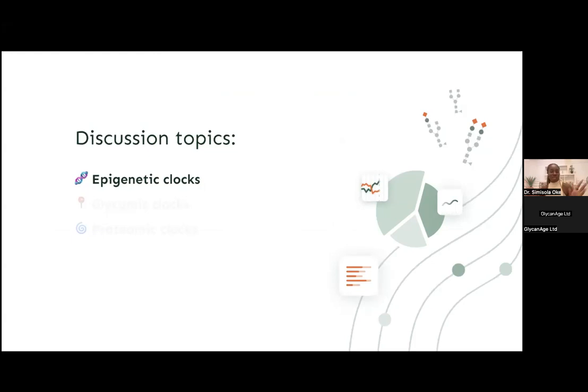Are we a bit biased? Maybe, but I'm going to try and give you as neutral an opinion as possible on all the different clocks. And then finally, we'll talk a bit about proteomic clocks as well, which are becoming more popular, especially in the research space.